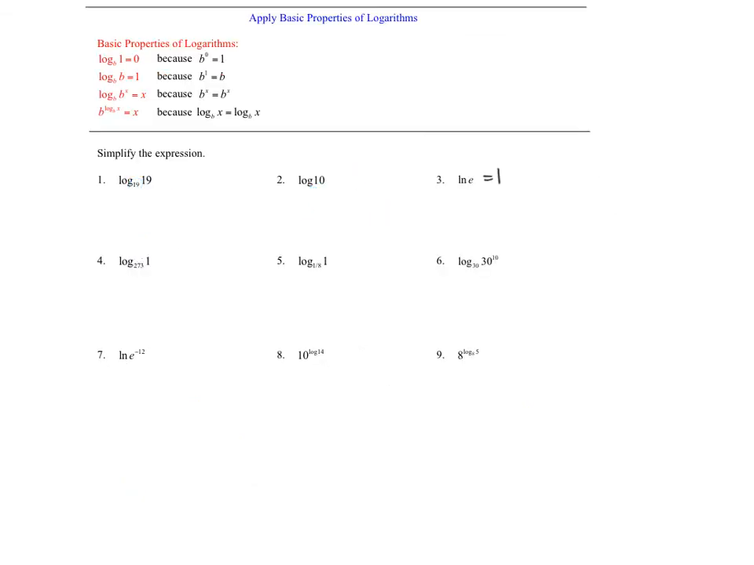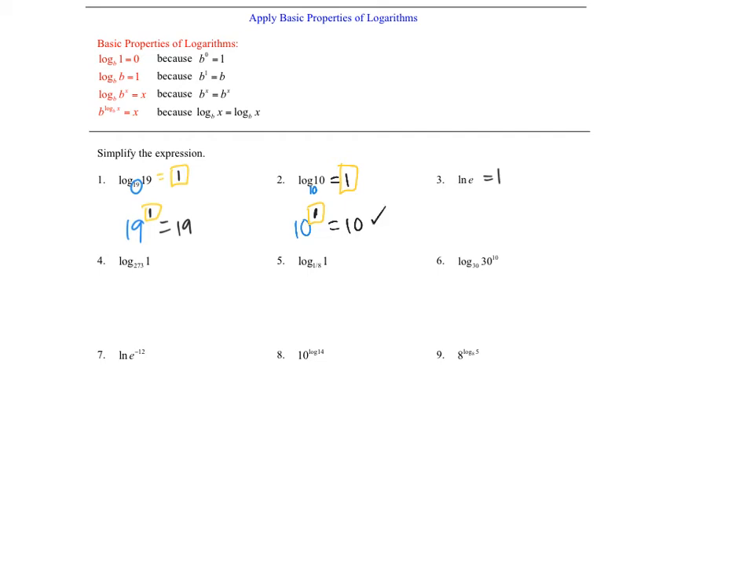All right, let's simplify these expressions. So log base 19 of 19 is equal to what? That better be 1, because 19 to what power is equal to 19? It's 1. Okay, so same thing here. If there's just a log without a base, that is base 10. So log base 10 of 10 is equal to 1, right? Because 10 to the first power is equal to 10.